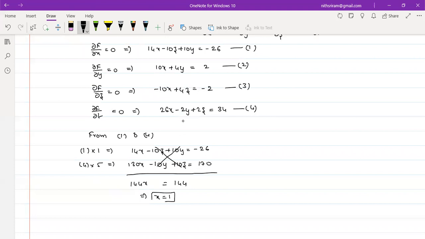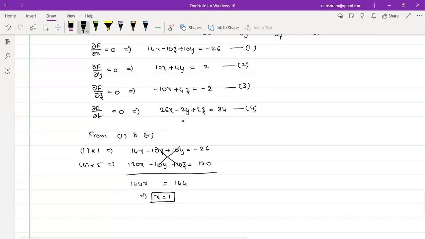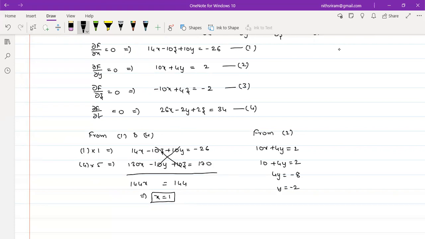So we have found the value of x from 1 and 4. Whenever we get x, from equation 2 we can find the y value. From equation 2, we have 10x plus 4y is equal to 2. Here we put 1 in place of x, so that we get 10 plus 4y is equal to 2. So 4y is equal to minus 8, so that y is equal to minus 2. So we get the y value also.